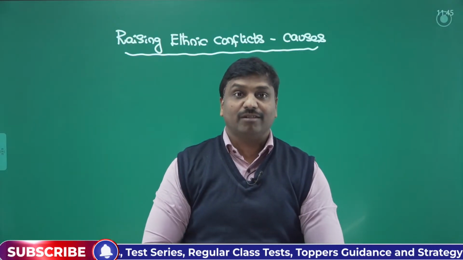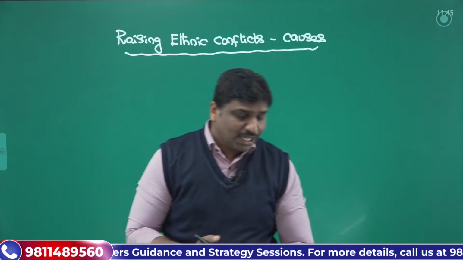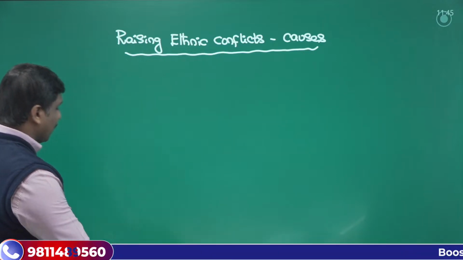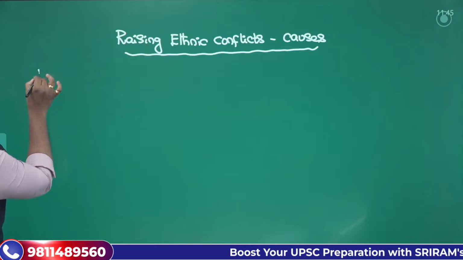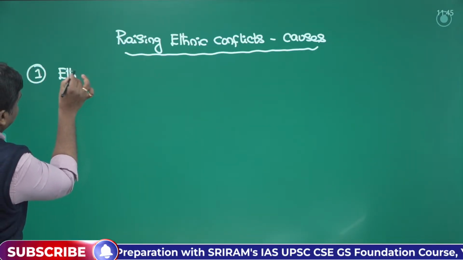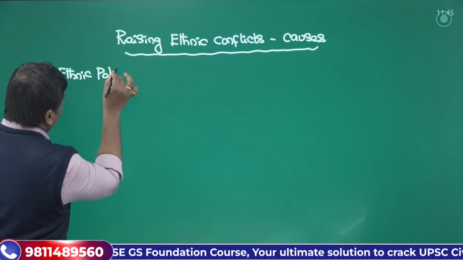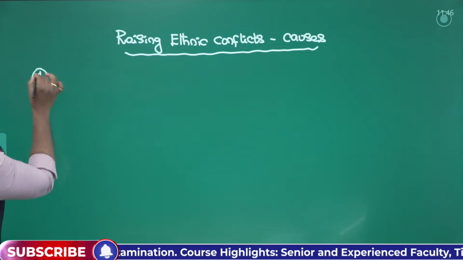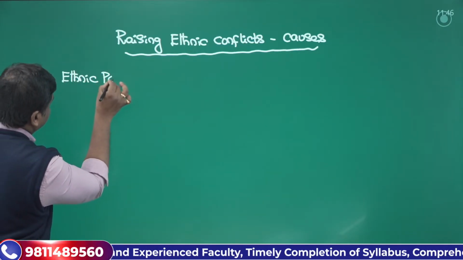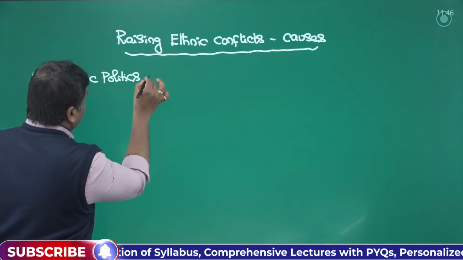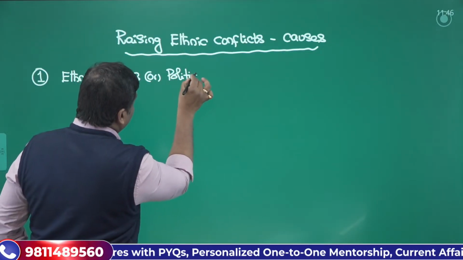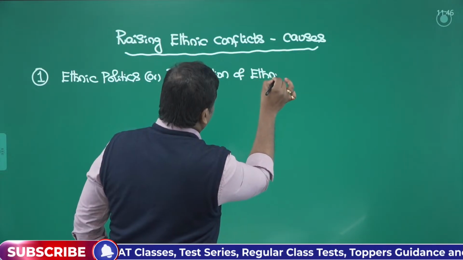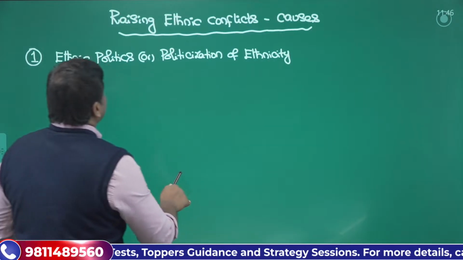When we talk about ethnic conflicts, one of the important causes is ethnic politics, or politicization of ethnicity. So that's another important thing. First and foremost, the point that you can keep is this: ethnic politics, or you can say politicization of ethnicity. So this is one important issue.